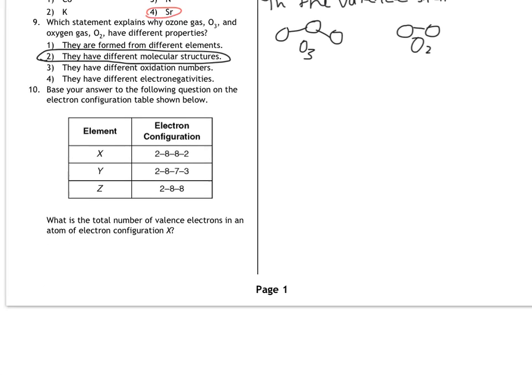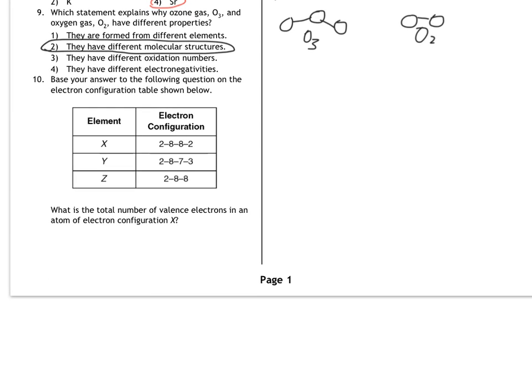Number 10, base your answer to the following question on the electron configuration table shown below. And they want to know what's the total number of valence electrons in an atom of electron configuration X. So the valence electrons are just the electrons in the very last orbital. So my answer to that is officially just 2.